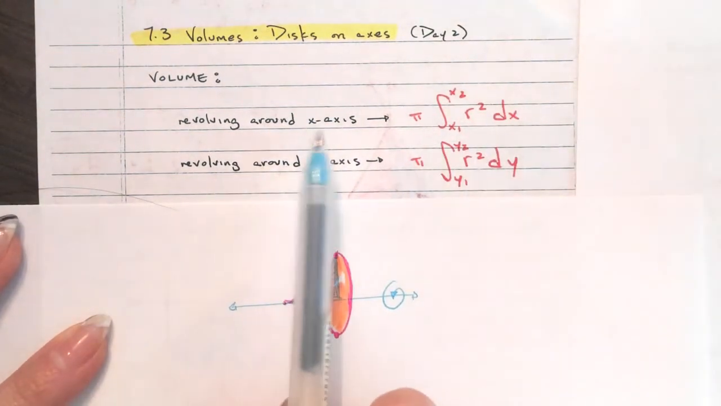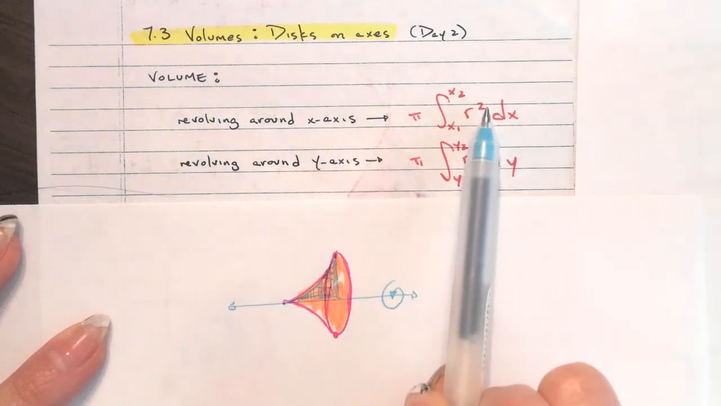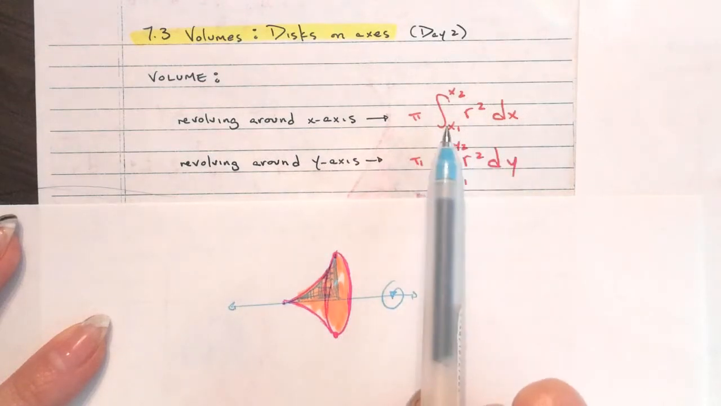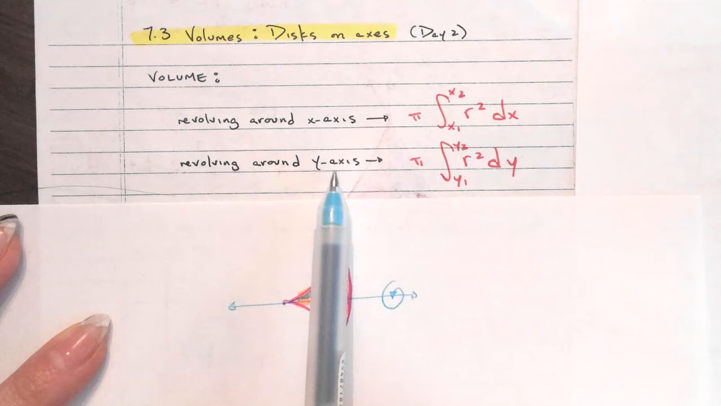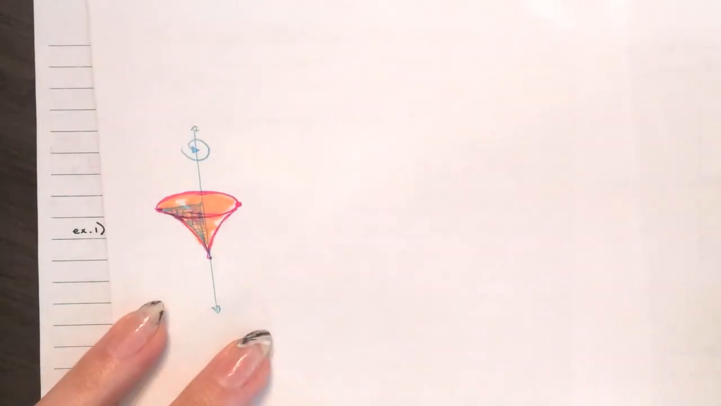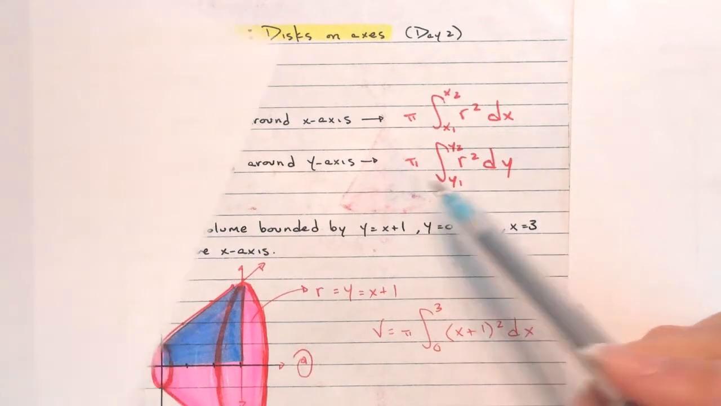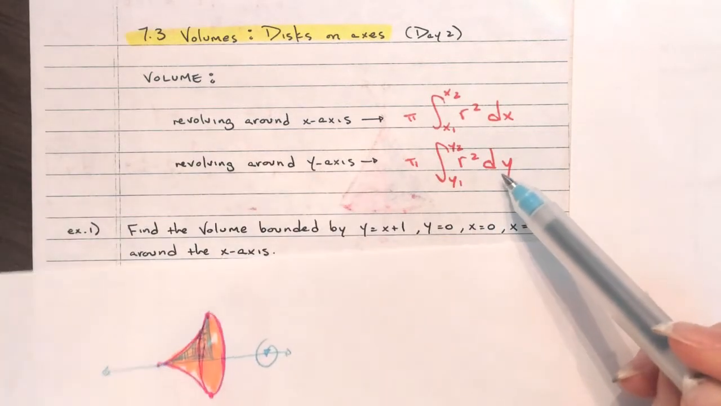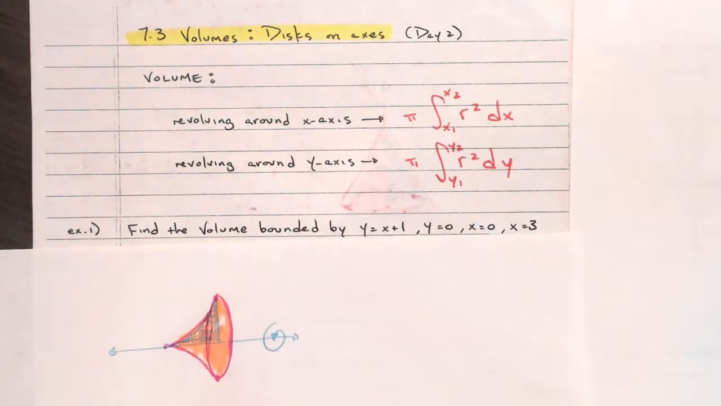So if you're going around the x-axis, it's pi r squared in terms of x, from x sub 1 to x sub 2. If you're going around the y-axis, like this, then it would be pi r squared in terms of y, from y sub 1 to y sub 2.